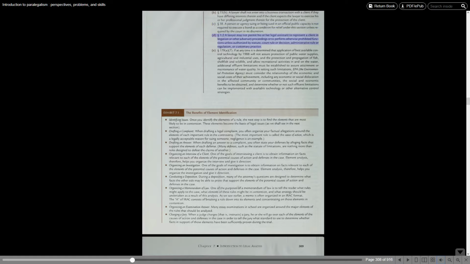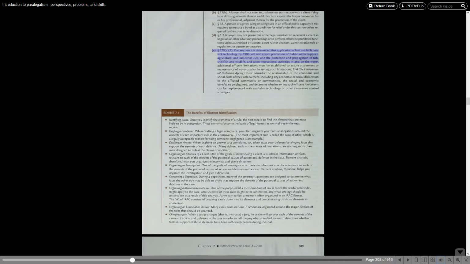D. 1.2. A lawyer may not permit his or her legal assistant to represent a client in litigation or other adversary proceedings, or to perform otherwise prohibited functions, unless authorized by statute, court rule or decision, administrative rule or regulation, or customary practice. D. 179A7.